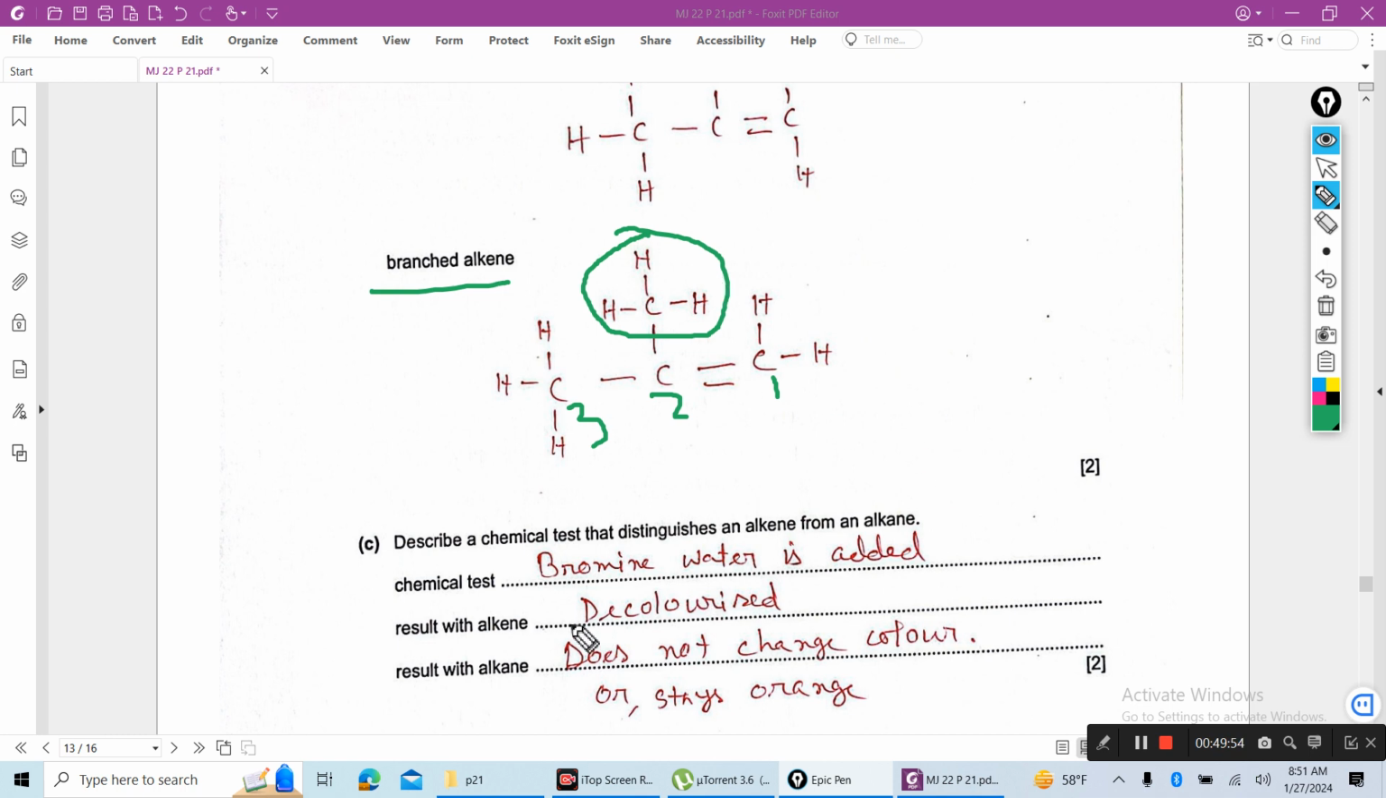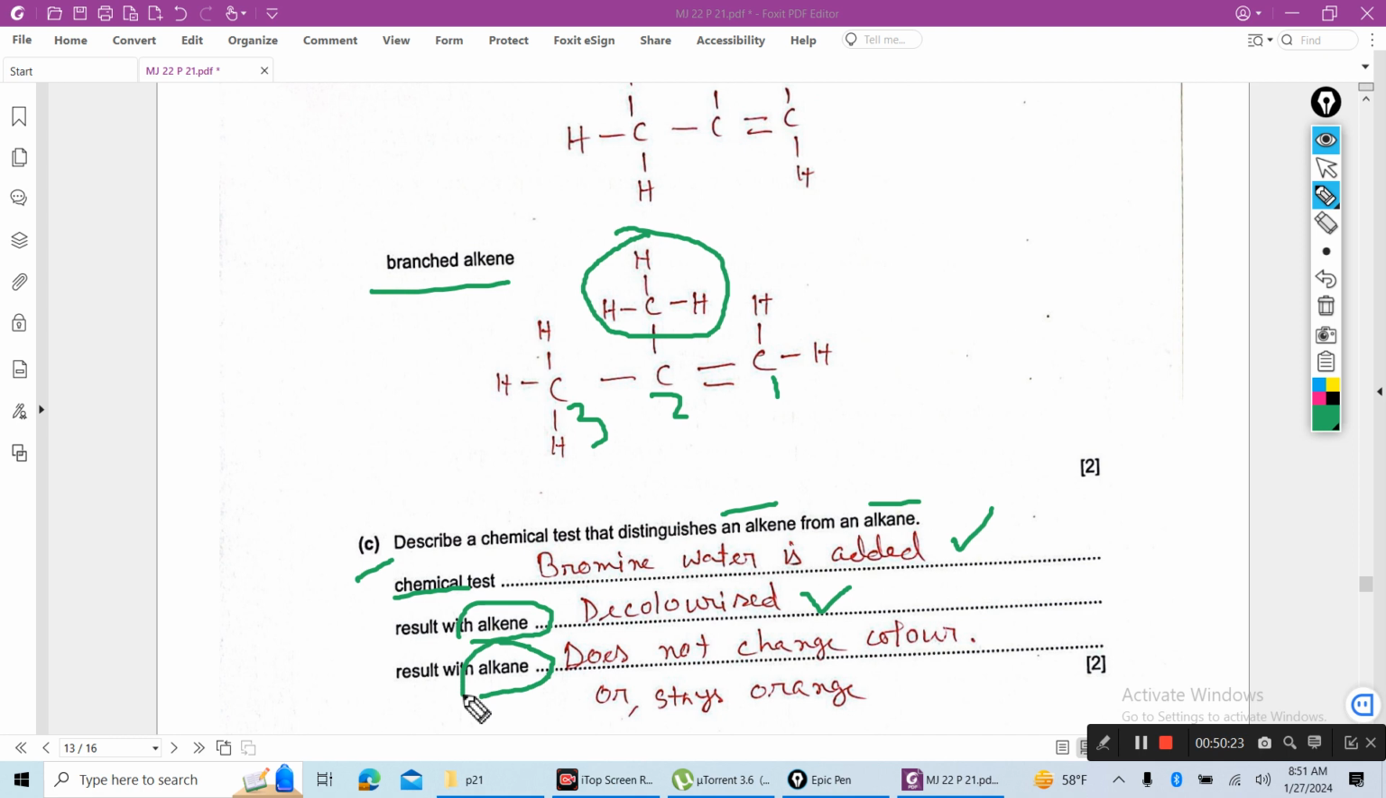Now see, describe a chemical test that distinguishes an alkene and an alkane. This is a common test for saturated and unsaturated hydrocarbons. Simply bromine water, or aqueous bromine, is added. Result with alkene: bromine water decolorizes, goes from orange to colorless.